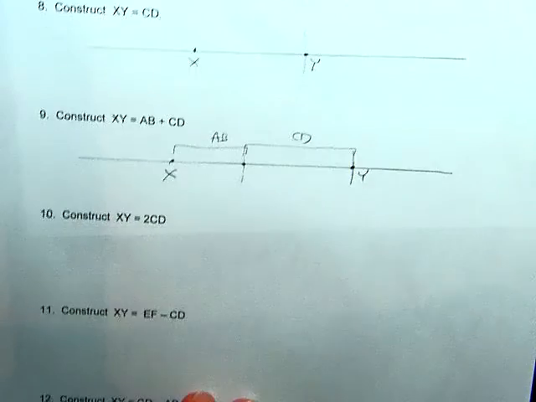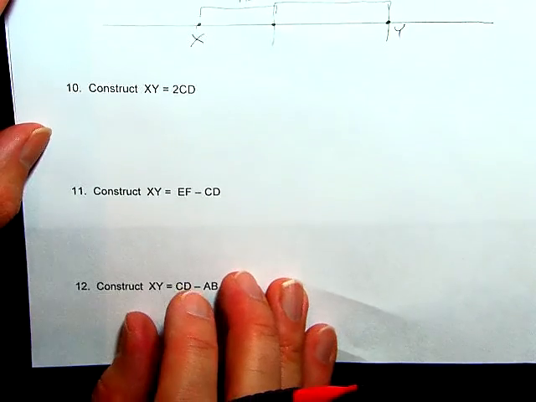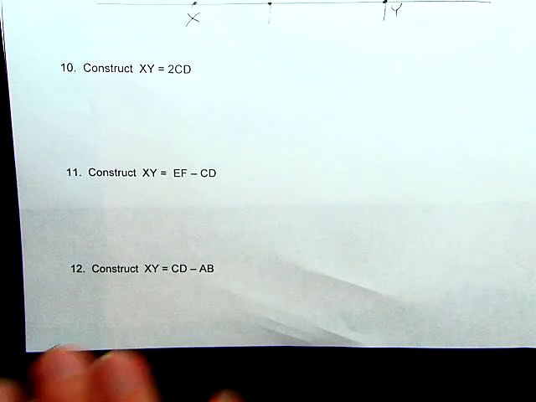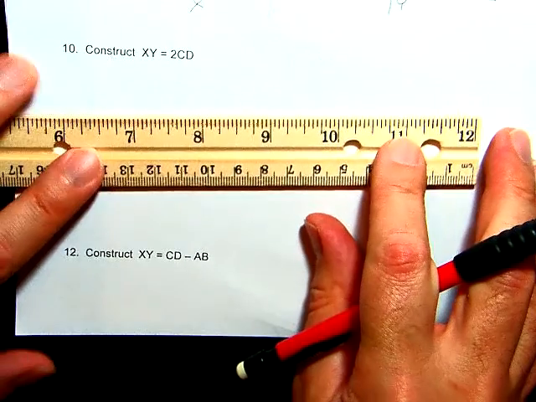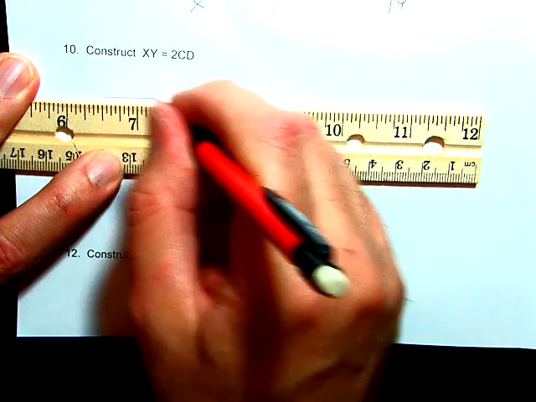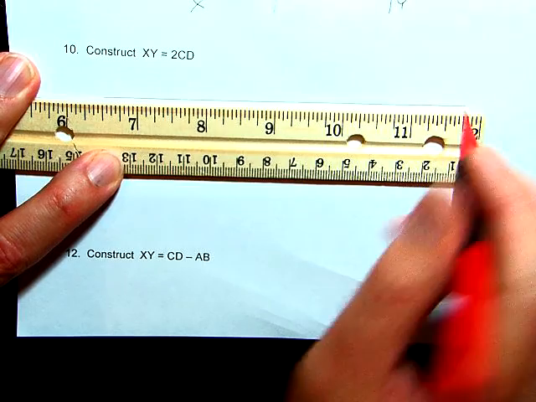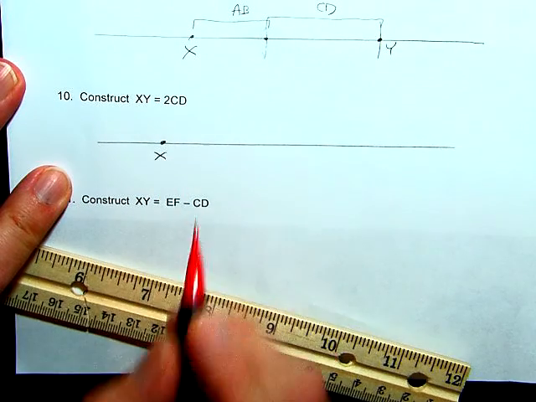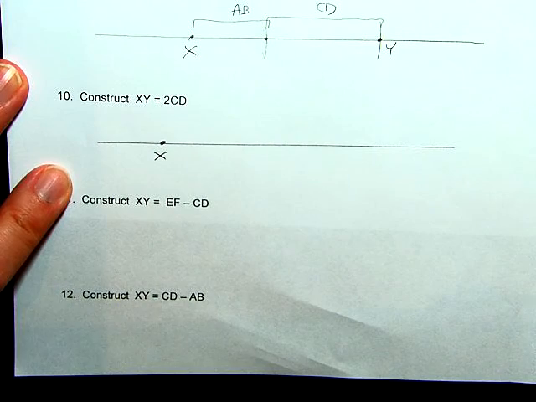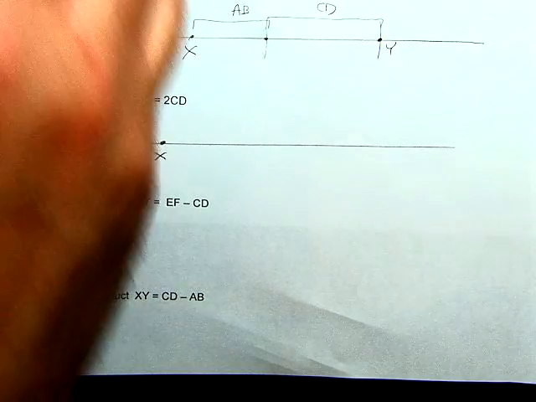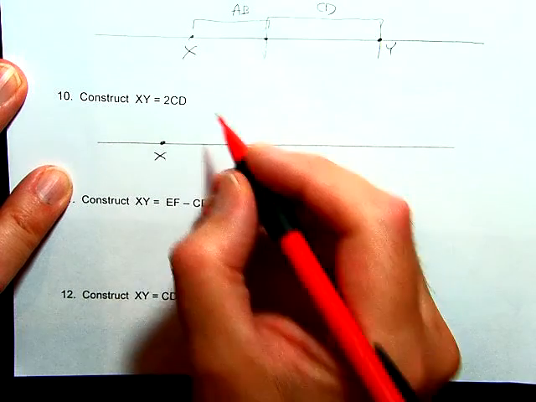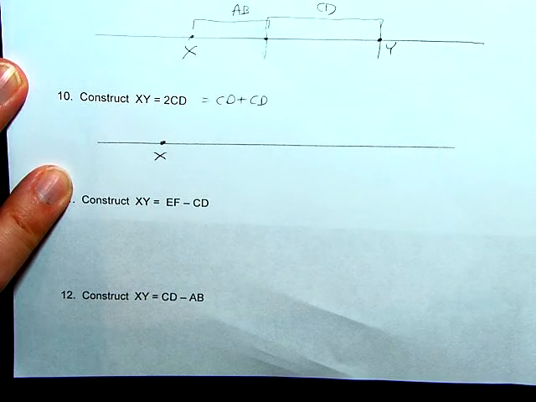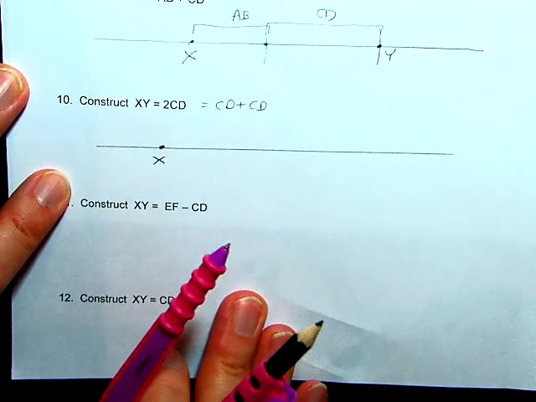Let's go to the next one. Let's see what we have to do here. Construct XY equal to 2 times CD. Well, let's go ahead and draw ourselves a line, longer than what we need, hopefully. And this time let's not forget to label point X as our starting point. 2 times CD is the same thing as CD plus CD, right? So we're basically going to do what we did the last time, but with the same length of CD.